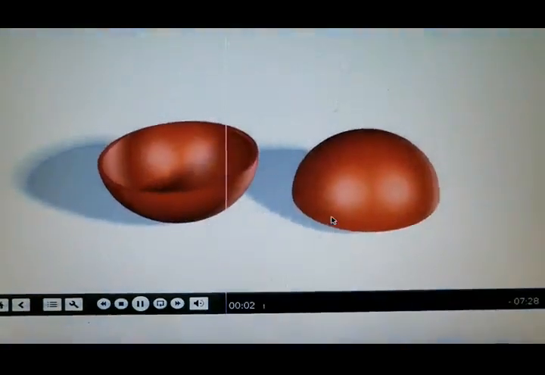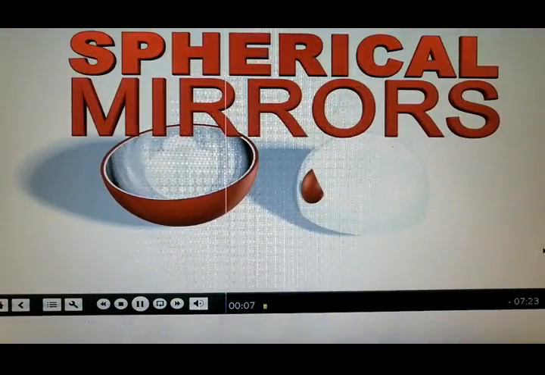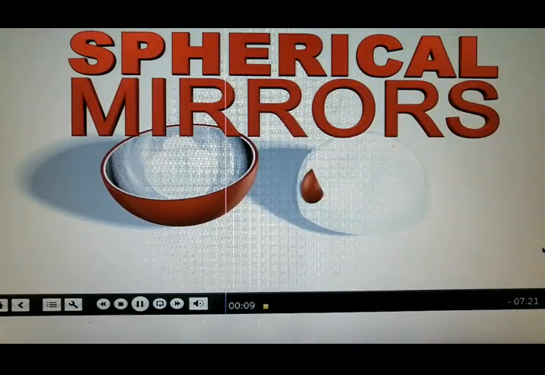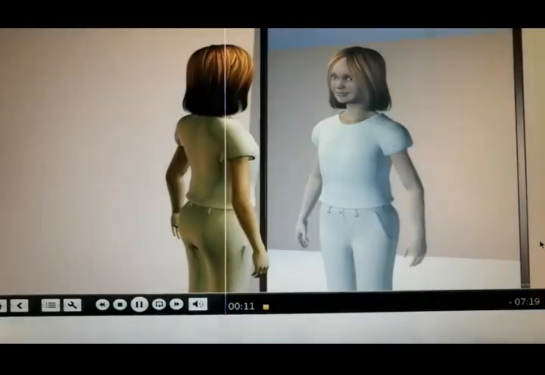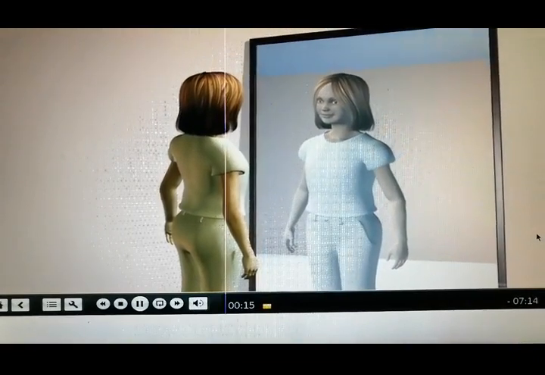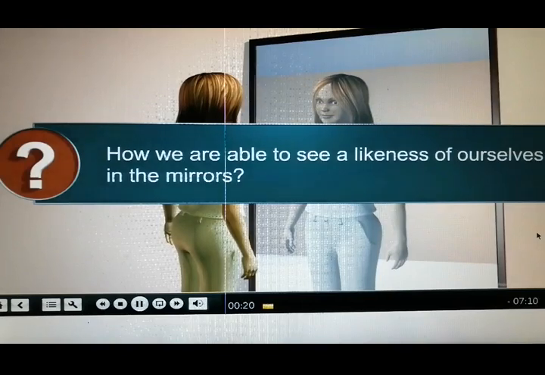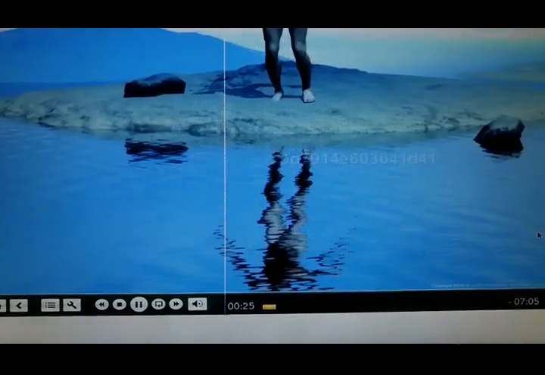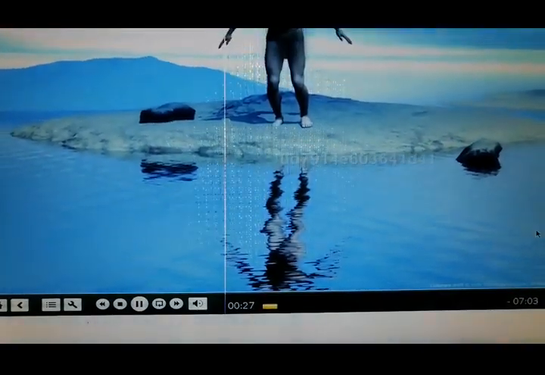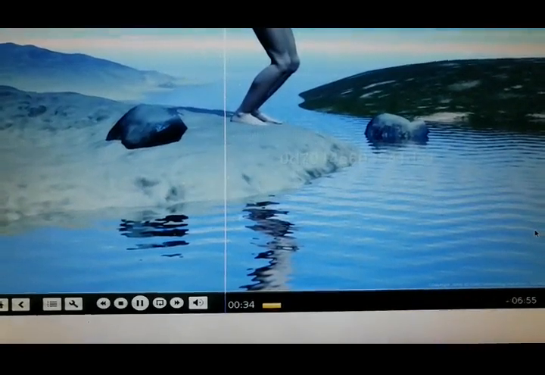In this module, you will refresh your knowledge about plane mirrors and learn about spherical mirrors. We use plane mirrors for personal grooming every day. However, not many of us know how we are able to see a likeness of ourselves in the mirrors. The images that you see on a polished surface can be explained with the phenomenon of reflection of light.